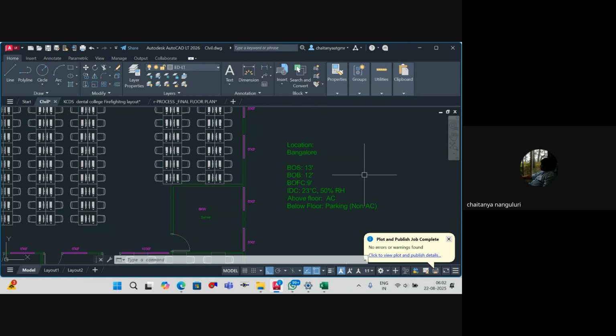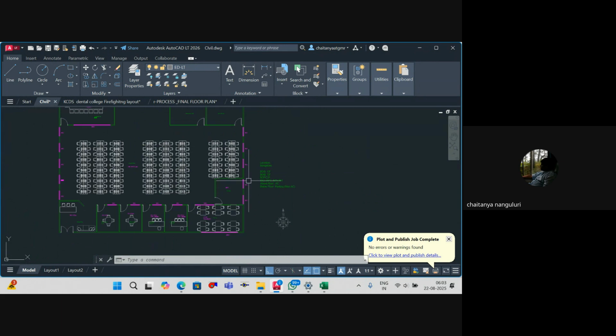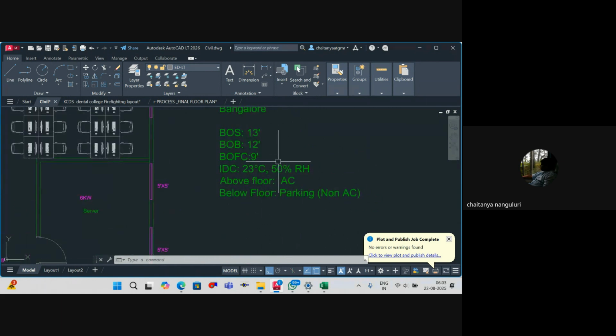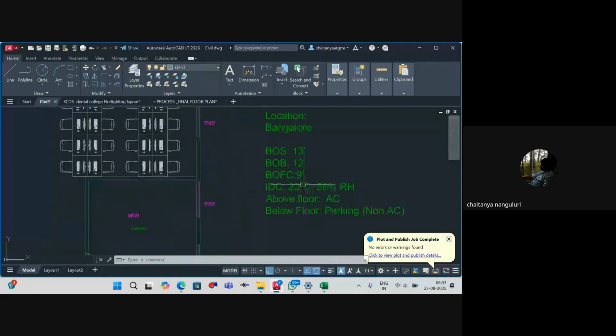And then you have beams across the section, because obviously when you have an office, you'll have beams and columns, which I didn't mark, of course. I'll consider 1 foot 300 mm as the height of the beam. So 12 feet is the bottom of the beam, and the bottom of the false ceiling is 9 feet. The indoor conditions I want to maintain are 23 degrees centigrade and 50% RH. And above floor, I've clearly given it's air conditioned space.